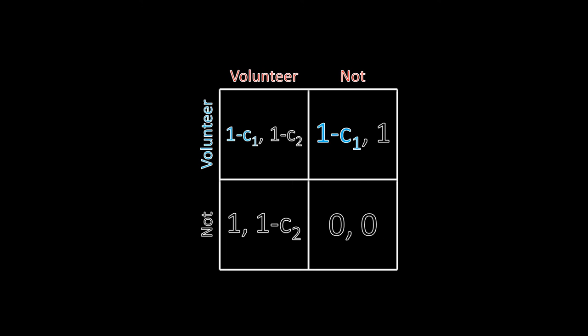Let's look at the payoff matrix to get a better idea of what's going on here. If you volunteer, you're player 1, it doesn't matter what player 2 does, if she volunteers or she doesn't, because you get a fixed payoff of 1 minus your cost to volunteer. Let's put that on a graph.